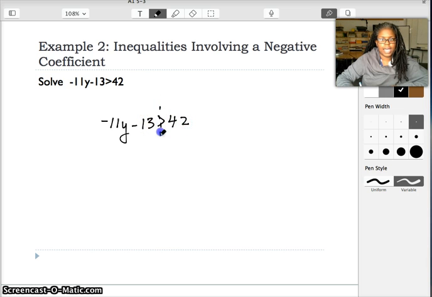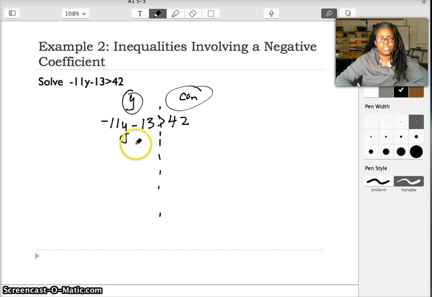I like to draw a little line down here to kind of keep track of what I'm doing. I'm going to leave my y terms over here. I could drag it over here and then put my constants over here, but that's a lot of dragging things around. And I think I'm a sophisticated enough mathematician where I can have my y terms on this side and my constants over here. So if that's the case, this 13 has to go, and I'm going to get rid of it by adding it to both sides. Boom. So I get negative 11y is still greater than 42 plus 13, which is 55.